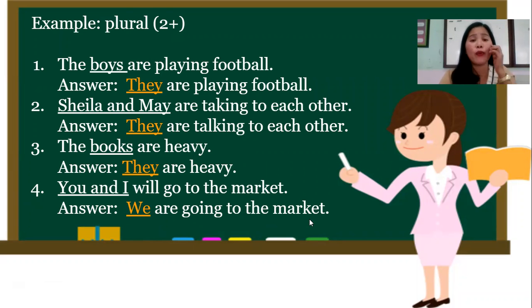Now, teacher, why we? All right, we. Because I am referring to the pronoun. You is a pronoun, I is a pronoun. They are already pronouns. So the pronoun for you and I is we. Do you understand? Boys is a noun, Shella and May are nouns, books is a noun too. So if they are going to be substituted with a pronoun, they will be they. For you and I, we. Do you understand? Okay, let's find out if you understood.